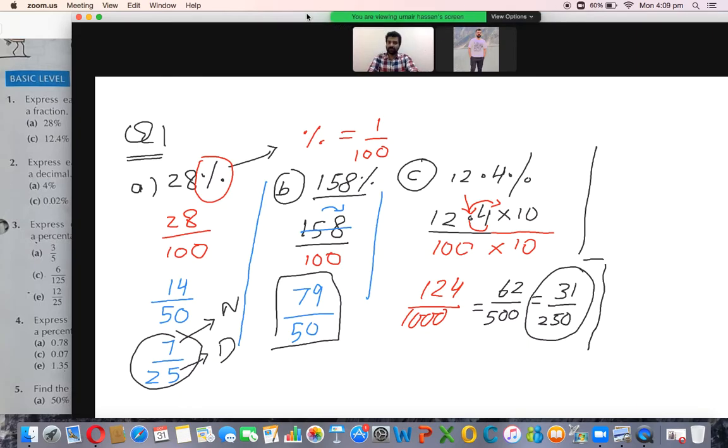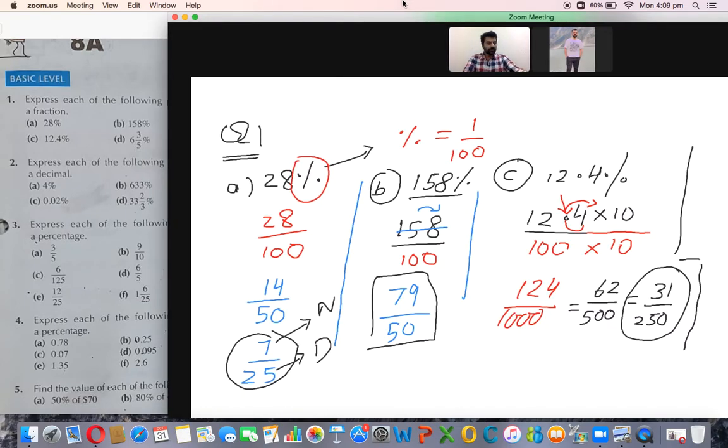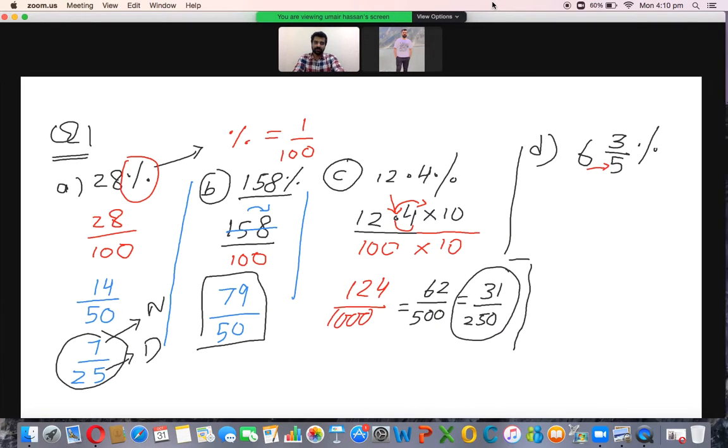The next part, if you can see on the left side, is 6 whole 3 by 5%. Now this is a mixed fraction. First of all, convert this mixed number 6 whole 3 by 5 into an improper fraction. How to do that? 6 multiplied by 5 is 30, and 30 will be added with this 3. We multiply these two, and the result is added with the top one. So 6 into 5, 30 plus 3 is 33 over 5%. 33 over 5% after converting this mixed number into an improper fraction.